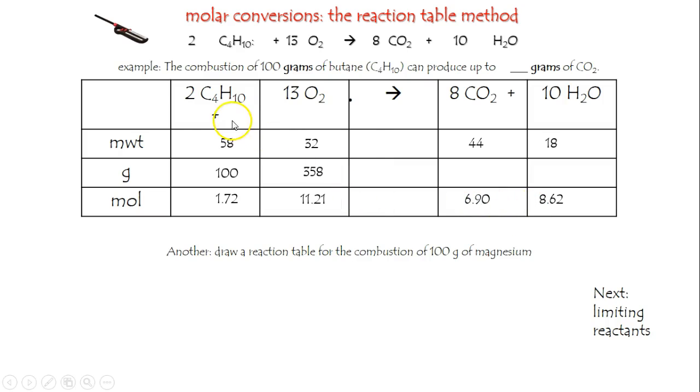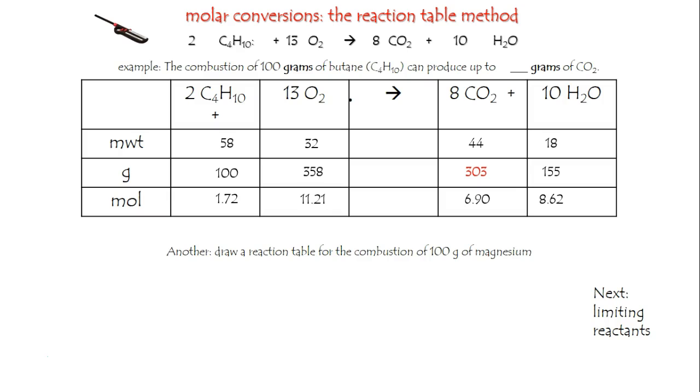I took, what did I do? Quintupled it, right? Times 5 to get 8.62 moles of water can be produced. If it's 6.9 moles and 44 grams per mole, I will multiply those through to see that I could make up to 303 grams of CO2, and there's the number that answers the question, and I can make up to 155 grams of water.